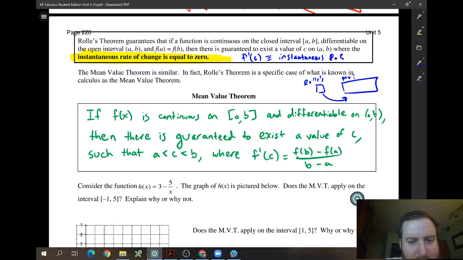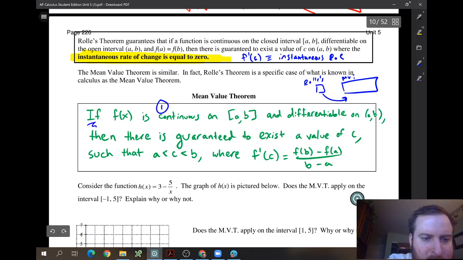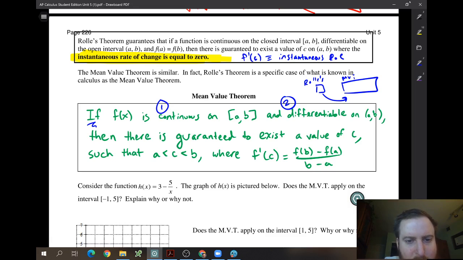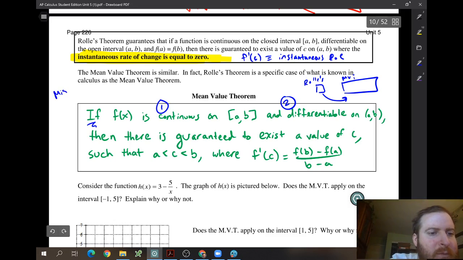So if f of x is continuous on a to b, that's our first if. The ifs are our conditions. And differentiable on a to b, it starts off the same way. Then what they took out is the f of a equals f of b condition, it's missing, and that's why Rolle's theorem is a special case of it.